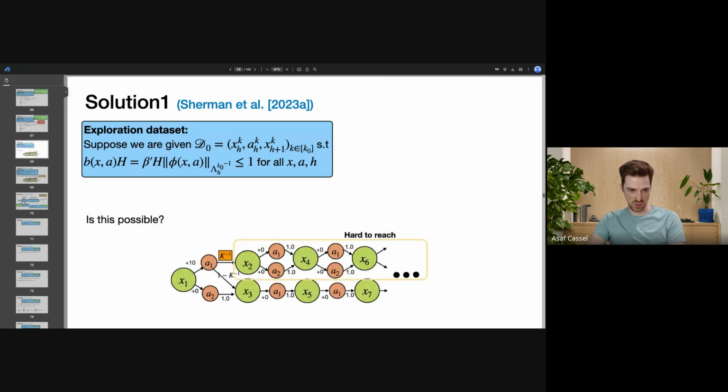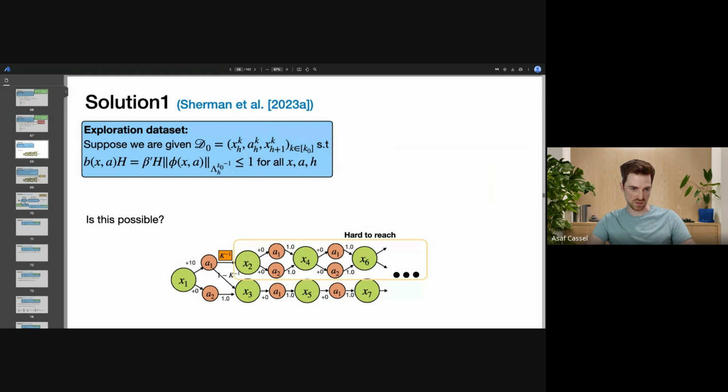But is it actually reasonable to get exactly this set? You can pretty easily imagine an MDP where some parts are easy to reach, but some parts are hard to reach. Here, with probability k to the minus 1, you get to this branch of the MDP, and almost certainly you get to the other branch. So you would have a hard time getting samples from this part of the MDP. Obviously it would be hard to guarantee that with a small number of samples you can get this kind of data set.